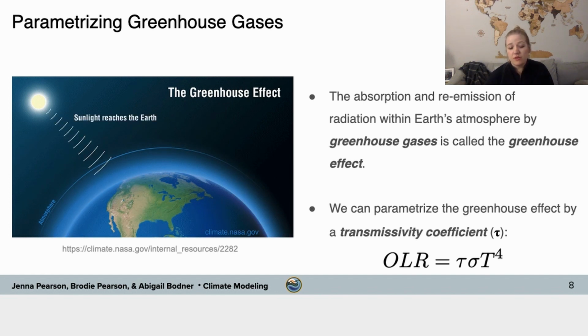In this tutorial, you're going to estimate this coefficient, tau, from observations, and in the next tutorial, we're going to move forward to where we'll discuss how Earth gains energy from the sun.